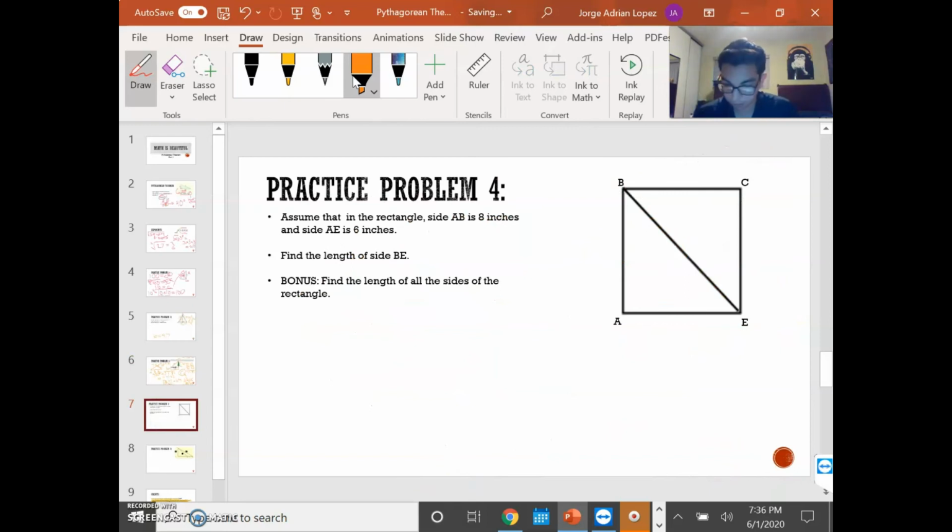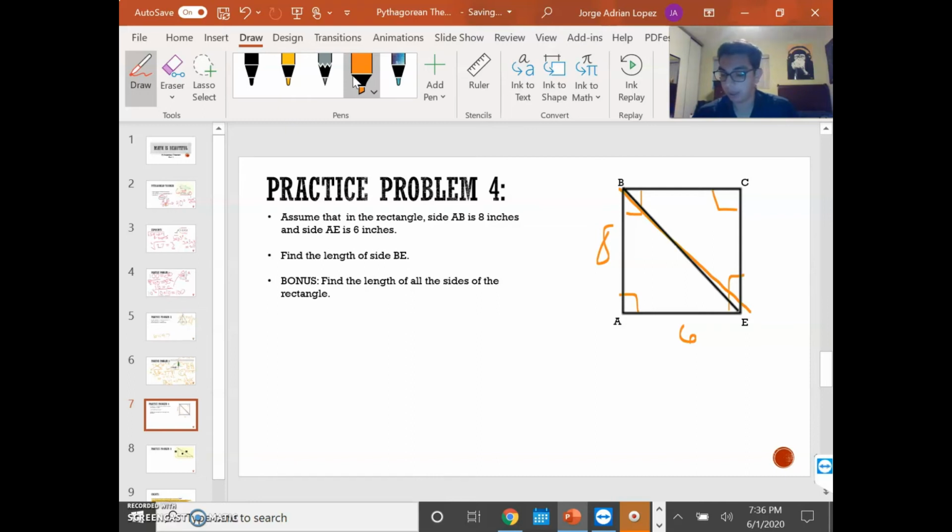Practice problem 4. So assume that in the rectangle, side AB is 8 inches. AB, 8 inches. And side AE is 6 inches. Okay? Find the length of side BE, which is this side. Now, do the triangles within the rectangle have right angles? Yes, they do. You want to know why? Because the corners in each rectangle are all right angles.